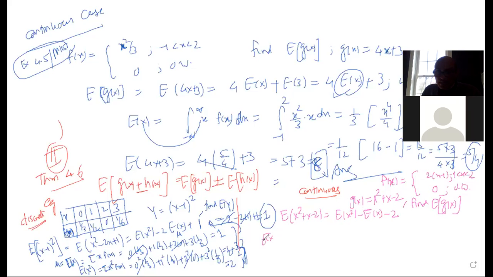So E of x, that is my mu, and that is given by the integration of x times this function f(x) dx, x times f(x) dx, from negative infinity to infinity. My function is valid only between the region 1 to 2, and here it is x as it is, and here it is 2 is out, and here it is x minus 1, and here it is dx. This is nothing but x squared minus x. So 2 times the integration is x cubed by 3 minus x squared by 2, from 1 to 2.